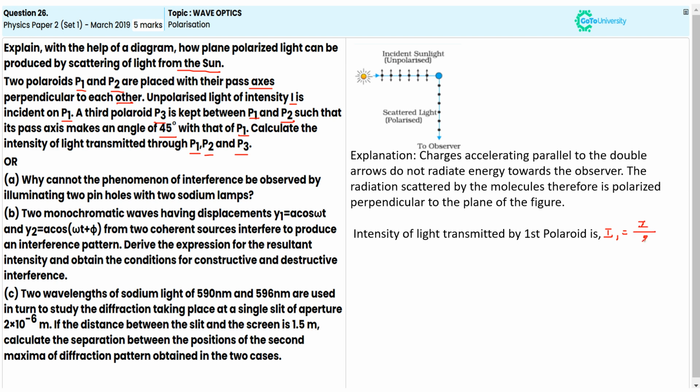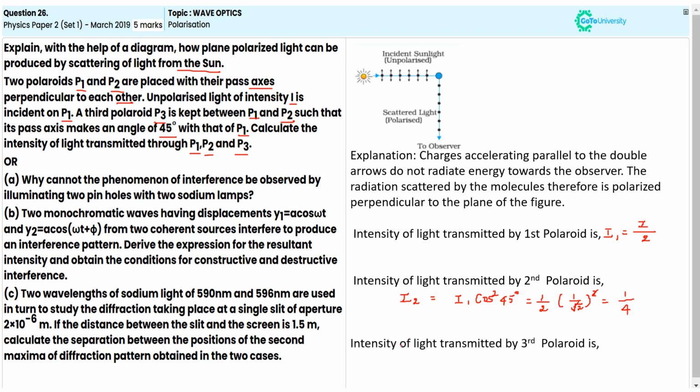divided by 2. Okay, the intensity of the light transmitted by the second polaroid is I2, which is equal to I1 cos square 45 degrees. Cos square 45 degrees is equal to 1 by 2, times (1 by root 2) whole square, where the root and square will get cancelled. 1 by 2 into 1 by 2, it becomes 1 by 4.